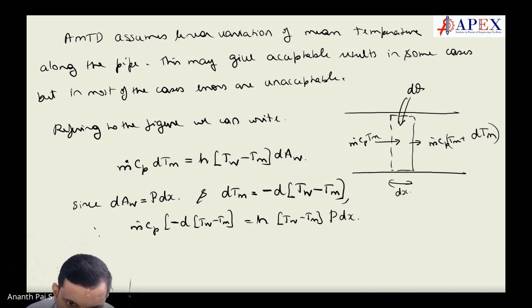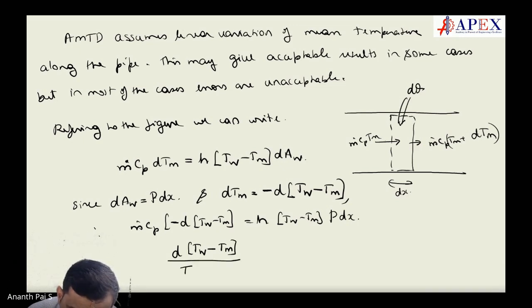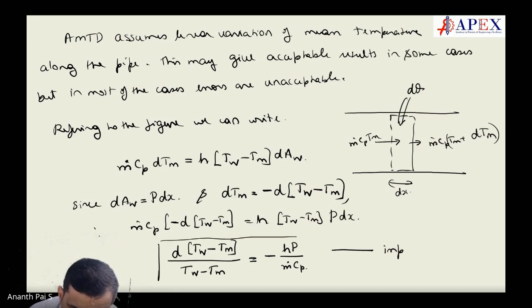So we can write d of (Tw minus Tm) divided by (Tw minus Tm) is equal to minus of hP divided by m dot Cp, dx. This is a very, very important equation, students. Let us integrate that.